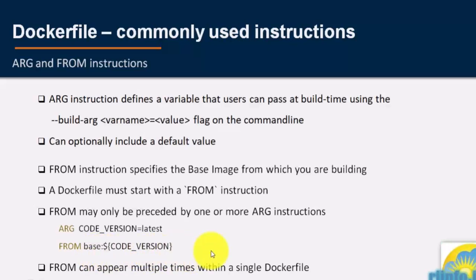FROM can appear multiple times within a single Dockerfile to create multiple images or use one build stage as a dependency for another.